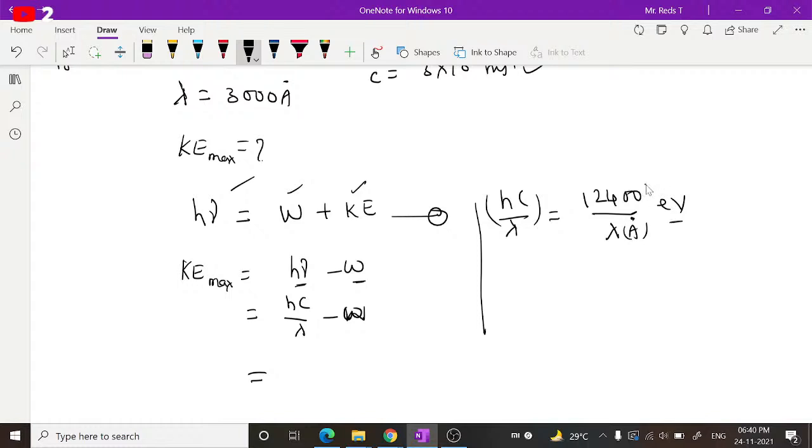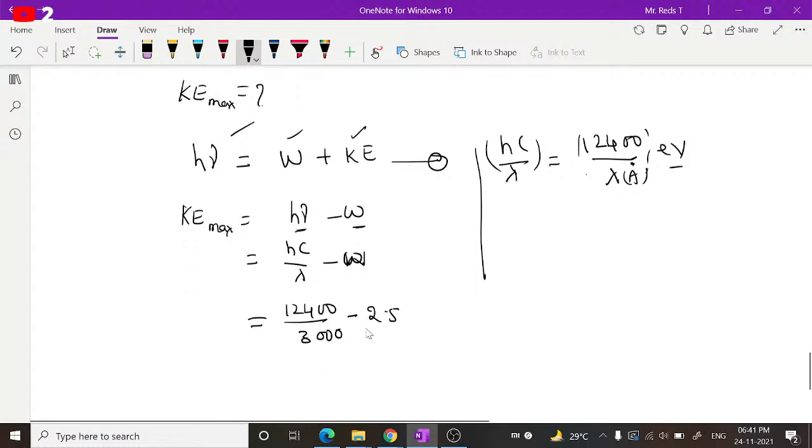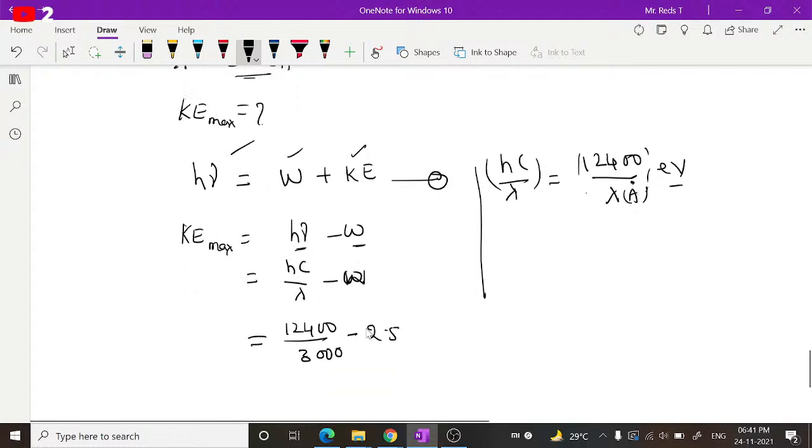This entire energy will be in electron volts. So if you bring this over here, you can write it as 12,400 divided by lambda in angstrom units, which is given as 3,000. By substituting this 3,000 angstrom units, whereas W is 2.5 electron volts only. Both are given in electron volts. And simplifying here, two zeros get cancelled. So it's 124 by 30.